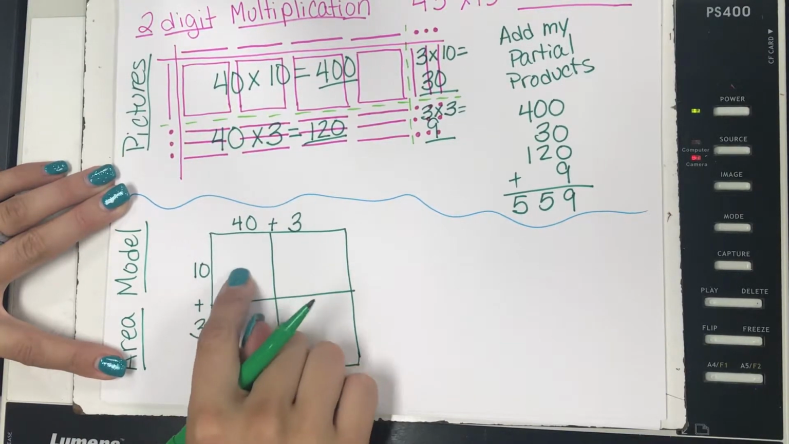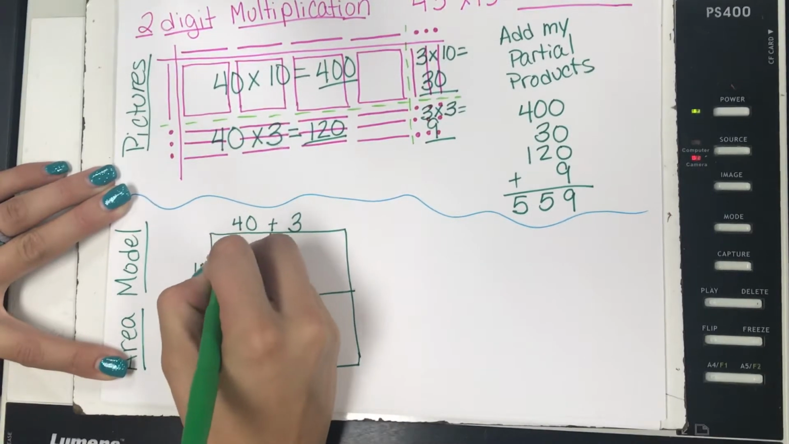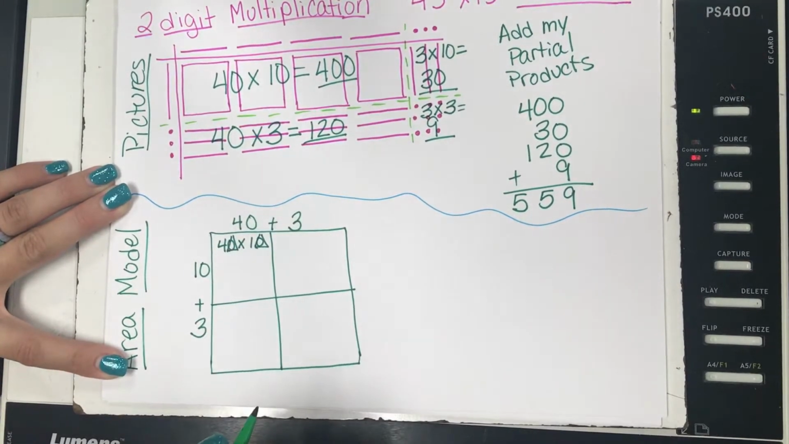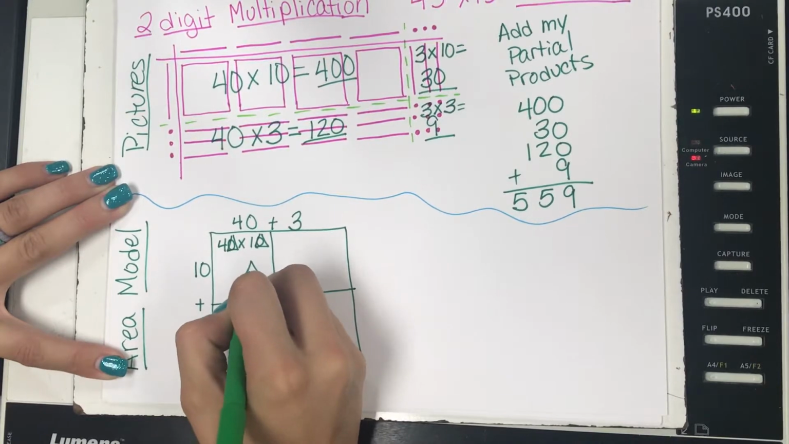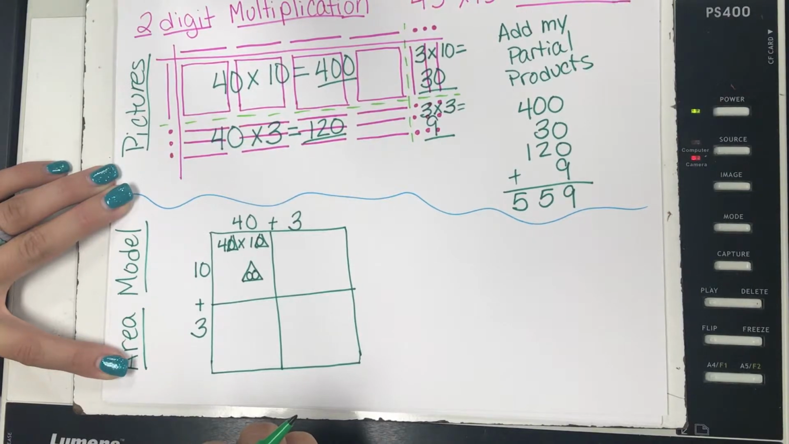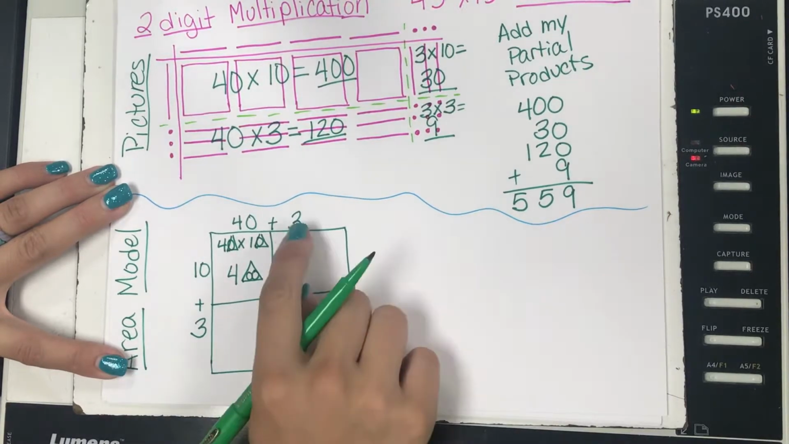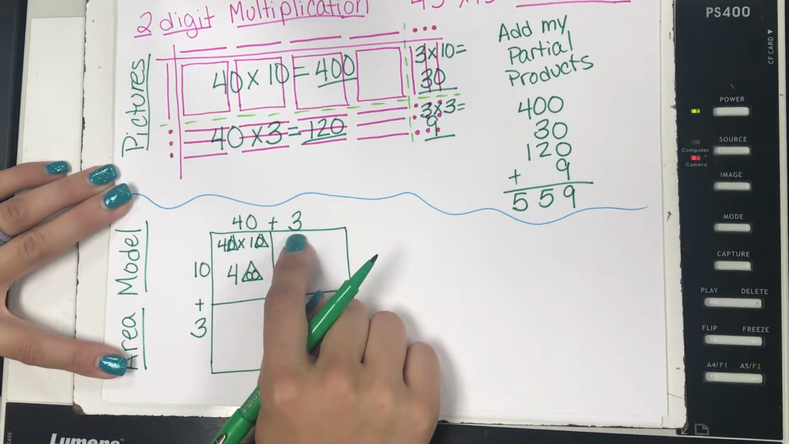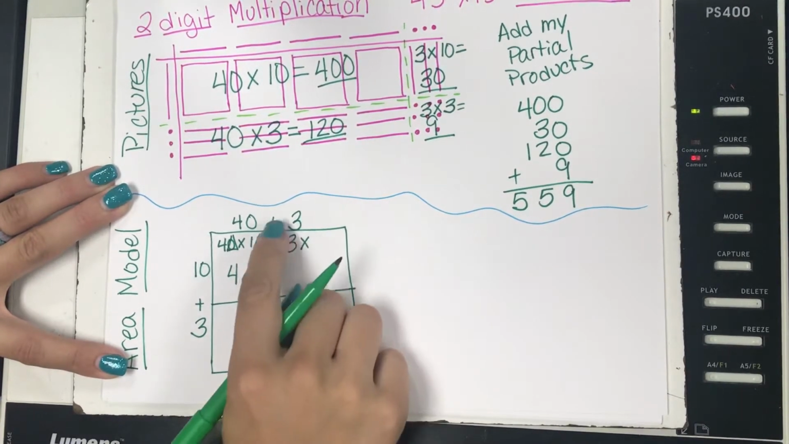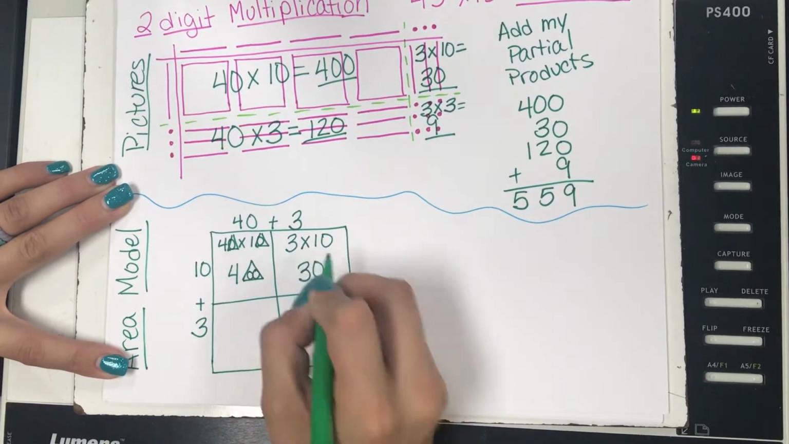All right, so in this top left box, what multiplication am I going to do? 40 times 10. I'm going to use my triangles, my zeros trick. What's 4 times 1? 4. Thank you. 4 times 1 is 4. In this next box, what multiplication am I going to do? 3 times, what's down the side? 10. What's 3 times 10? 30.